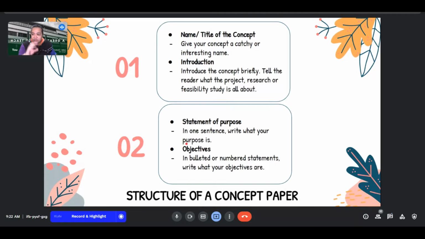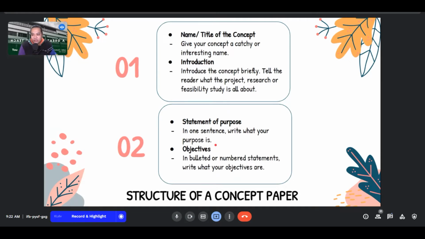Ano yung specific thing na gagawin nyo para makatulong? Okay? Pwedeng number 1 kasi bulleted to or numbered. So, the number 1 objective is to provide feeding sessions or a feeding program every 3 weeks to the children of Barangay 101. Number 2, to provide a health seminar to the parents of Barangay 101.